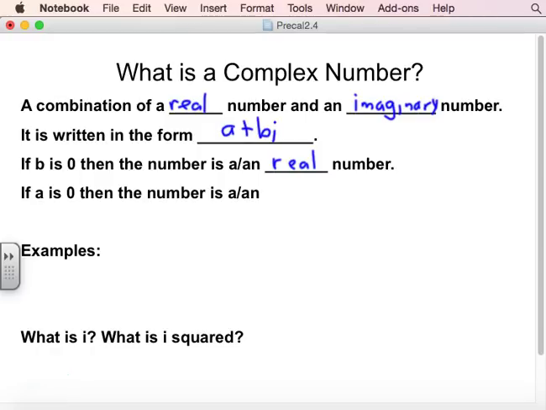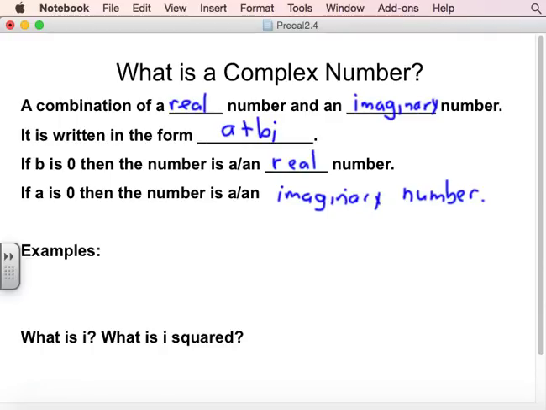On the other side, if a is 0, then the number is an imaginary number. Not sure where the word number went, but I'm pretty sure I put it on there. Okay, so basically, if a is 0, then you just have an imaginary number. If b is 0, then you just have a real number. They're all complex numbers, okay? So if you just have a real number, that's also a complex number. An imaginary number is also a complex number. A combination of the two is a complex number, okay?